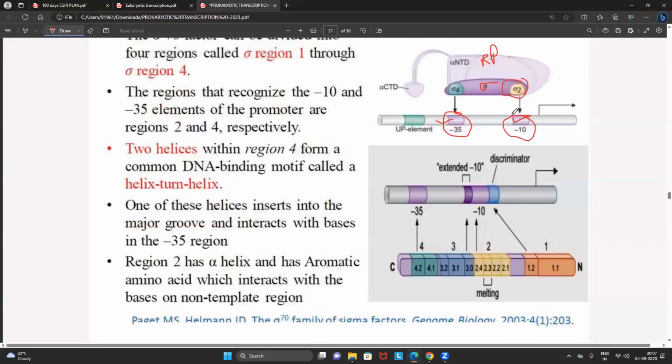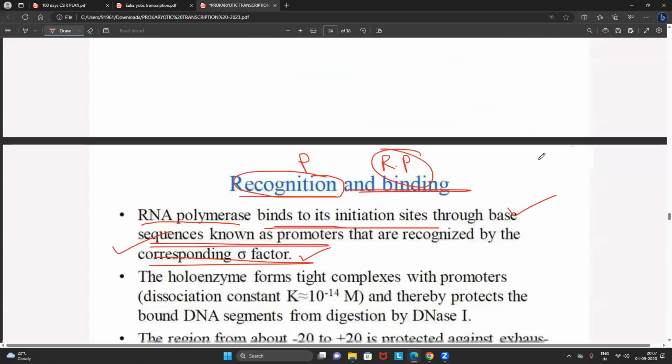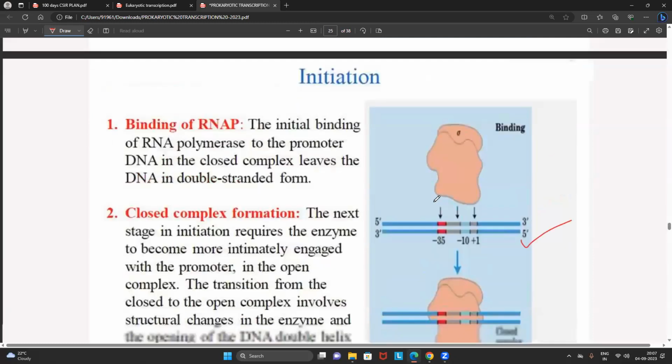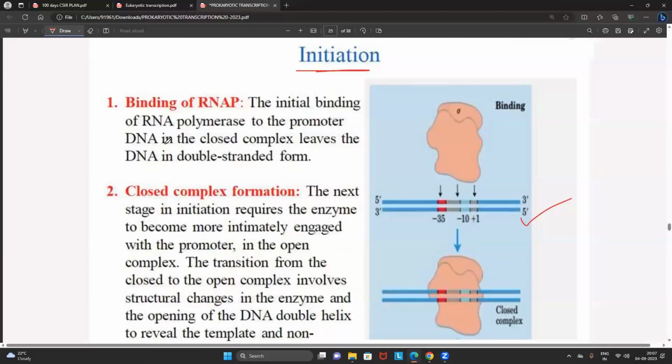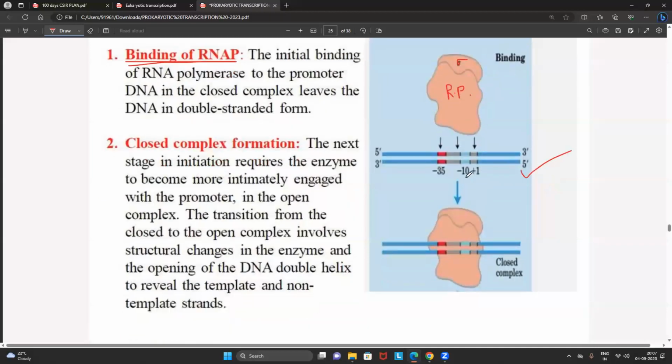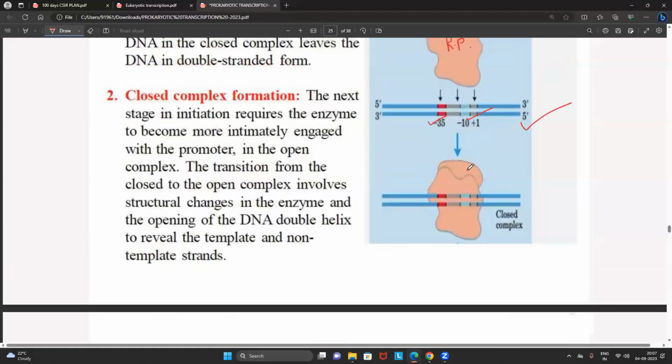But friends, you know the point. Sigma 2 and sigma 4 attach to the -10 and -35 very tightly. It's not at all a loose attachment, friends. It's an extremely tight attachment. Now you only see the picture, what's happening here. Every student listen. So in the process of initiation, what's happening? See this binding of RNA polymerase. Look into this, friends. This is an RNA polymerase enzyme and this is a sigma factor. You got that point. Now the sigma factor is guiding the RNA polymerase enzyme. Look into this. It will come and attach to the -10 and -35 very tightly.